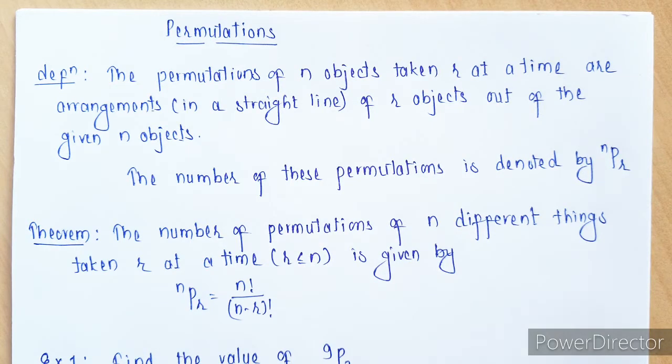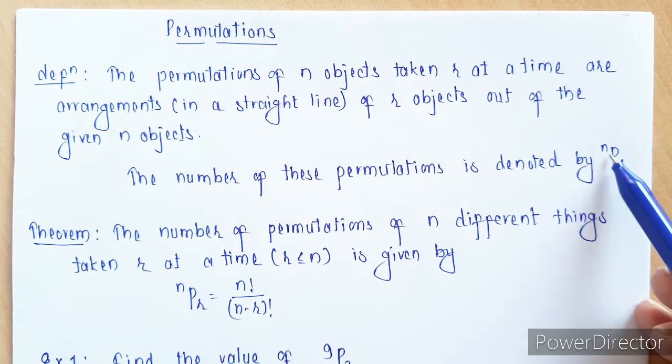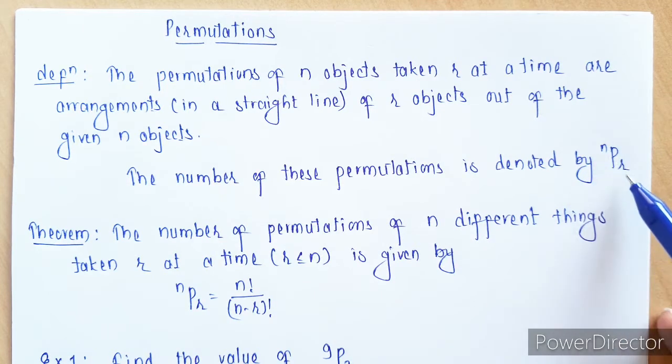Now permutation is denoted by nPr. Here n means n objects are given and r is the number of objects we are going to arrange. So from n, if we are arranging r objects, it is nothing but permutations.